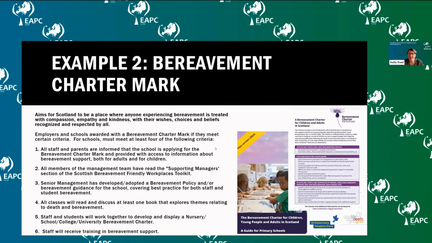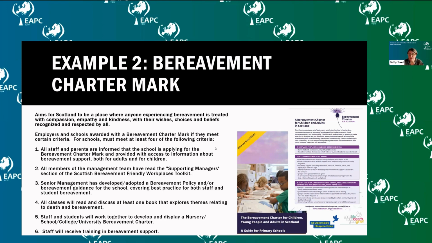The second example is the Bereavement Charter Mark. So in Scotland in April 2020, there was a bereavement charter for all children and adults, where bereavement is very much viewed as a human right, with the aim of Scotland being a place where anyone experiencing bereavement is treated with compassion, empathy and kindness, with their wishes, choices and beliefs recognised and respected by all.